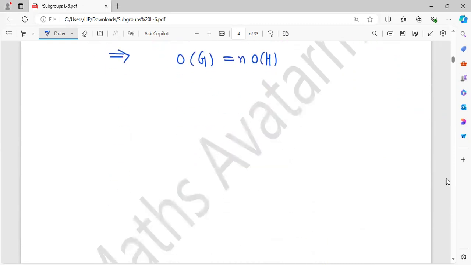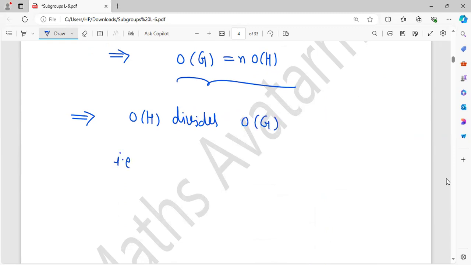So what does it mean? What is the meaning of this? This implies that the order of H divides the order of G. So it is proved. So Lagrange's theorem is proved.